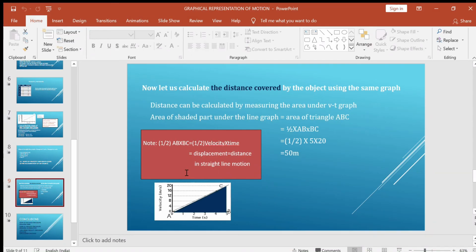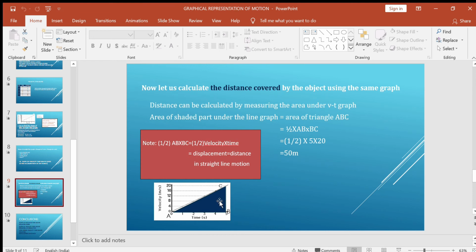So that means this area should measure the displacement or distance in a straight line motion. In straight line motion, distance and displacement are one and the same. Now when we find the area under this line, we find half of AB. AB is 5, right? And BC is 20 as per the graph. So half of 5 into 20, and we measure the distance as 50 meter. So we can calculate the distance covered by the object by checking for the area under the VT graph.